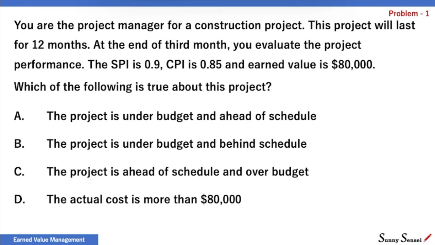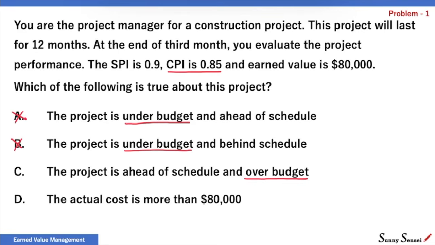The first two options claim that the project is under budget, and the third option tells us that the project is over budget. CPI indicates the cost performance of a project. CPI is 0.85. The value is less than 1. Not good. The project is consuming more dollars than what we planned. It is over budget. Clearly, options A and B are incorrect.